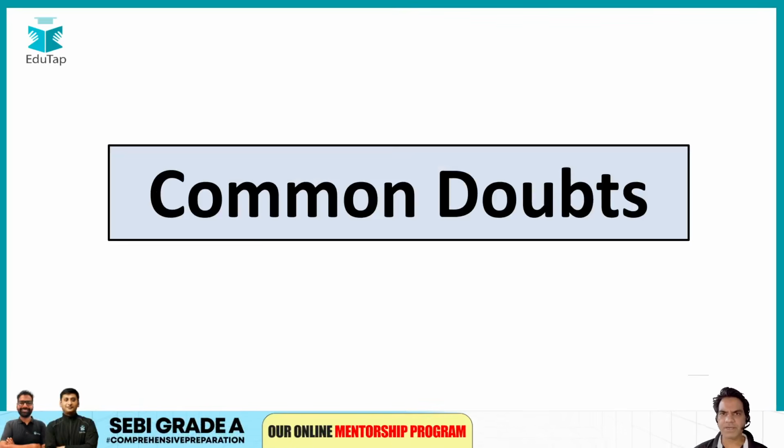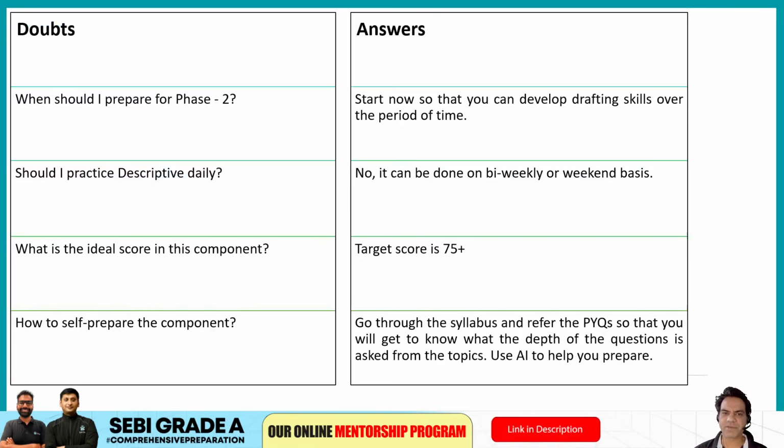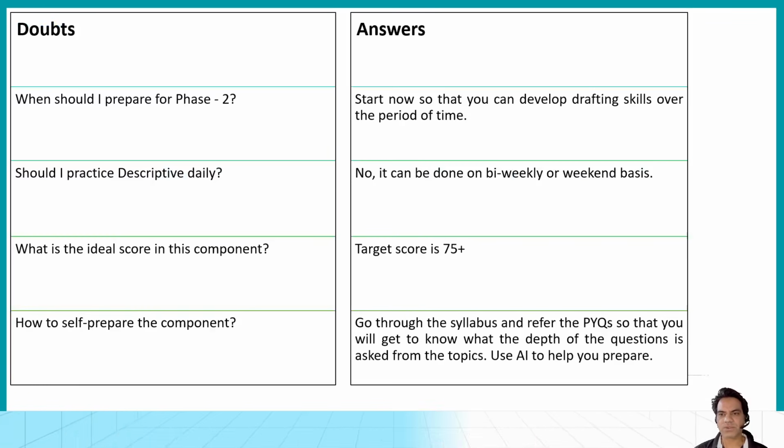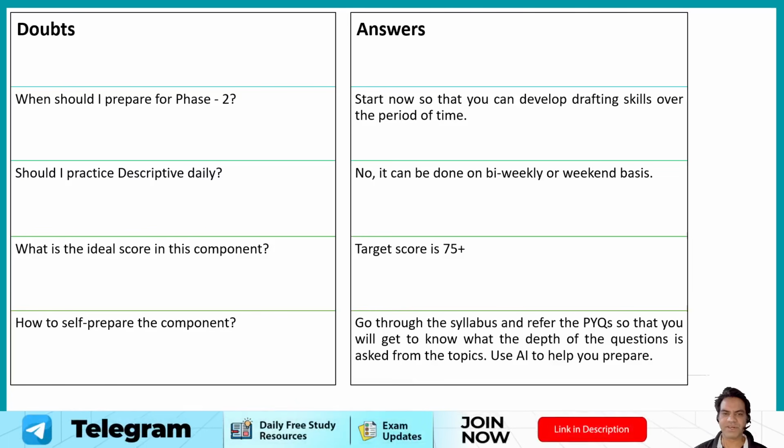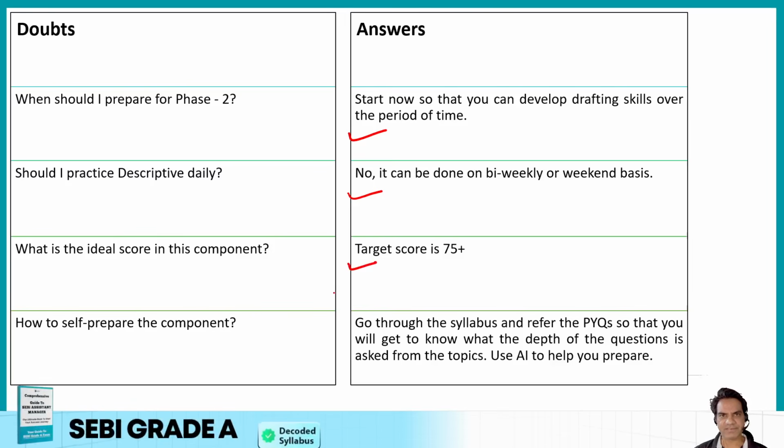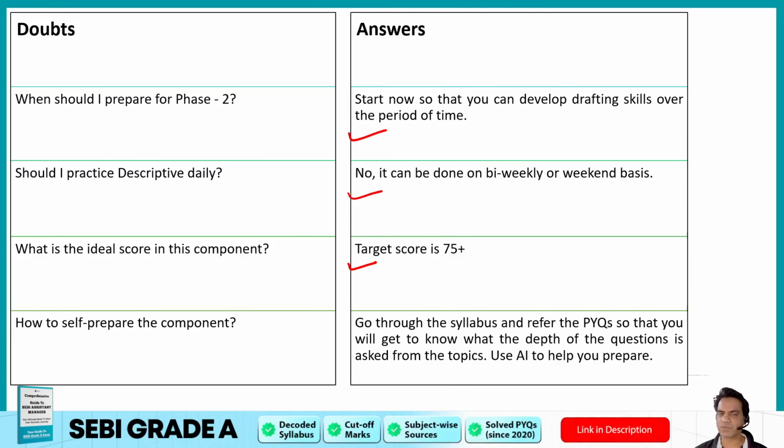And guys, some common doubts that you might have in your mind: when should I prepare for phase 2? Start now so that you can develop drafting skills over a period of time. Should I practice descriptive English daily? No, it can be done on a bi-weekly or weekend basis for now, but after phase 1 you have to do it regularly. What is the ideal score in this component? Your target score should be 75 or plus. If you score 70 plus or 75 plus, you can assure yourself that you are selected for the final interview part.